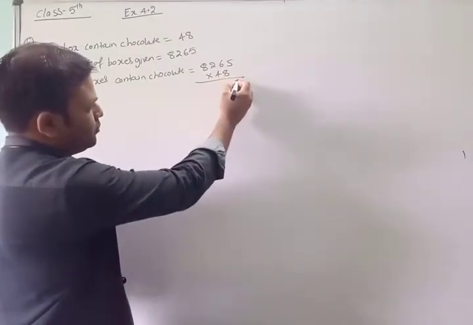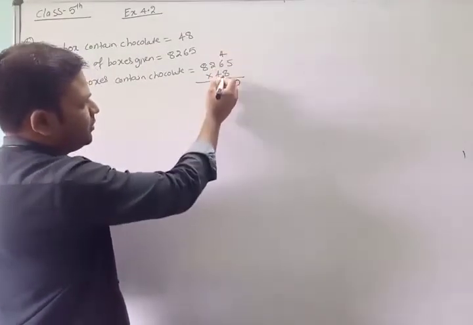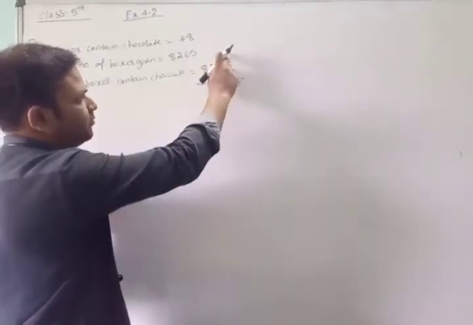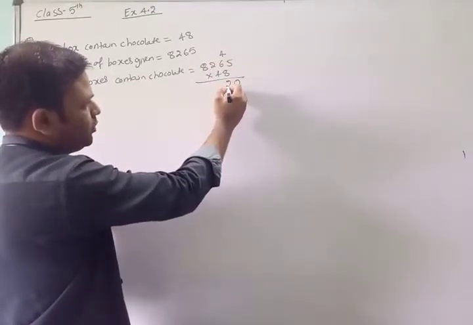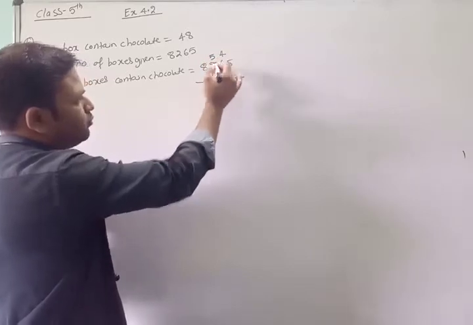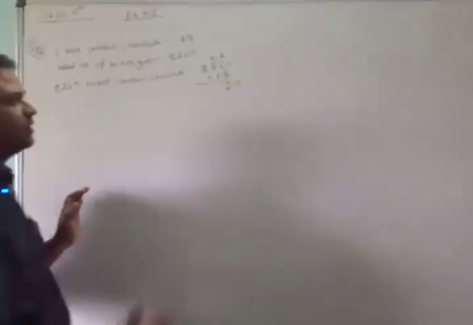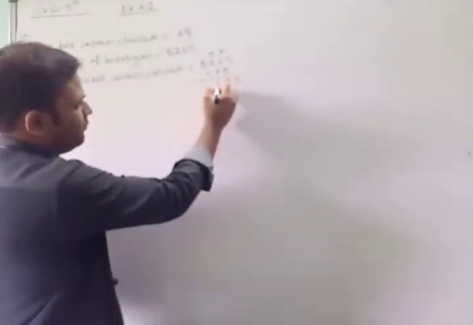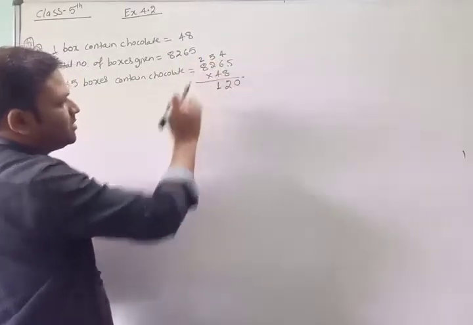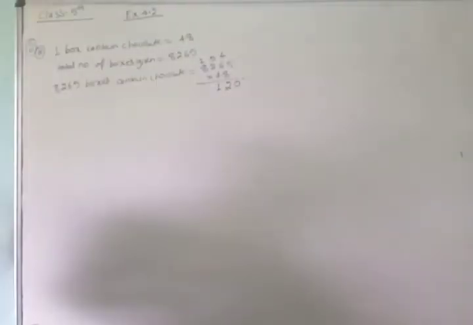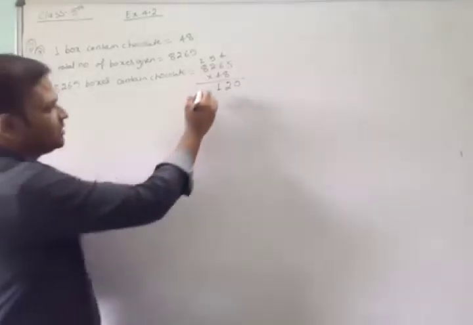8 5 is 40, 0 carry 4, 8 6 is 48, 48 plus 4 52, 2 carry 5, 8 2 is 16, 16 plus 5 21, 21 का 1 carry 2, 8 8 is 64, 64 plus 2 it is 66.